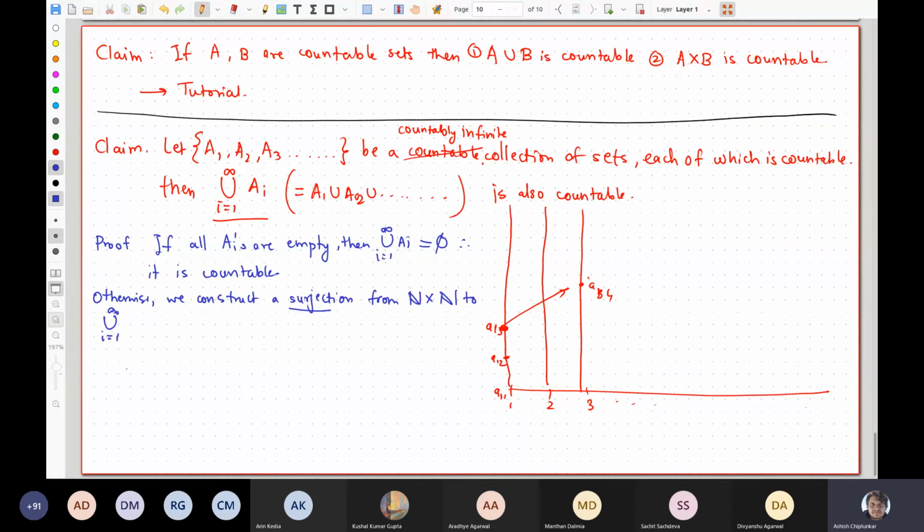You can construct an injection from this union to n cross n. That is going to be slightly more wordy. That's all. Ramanuj?